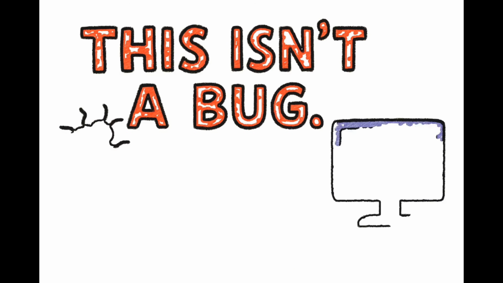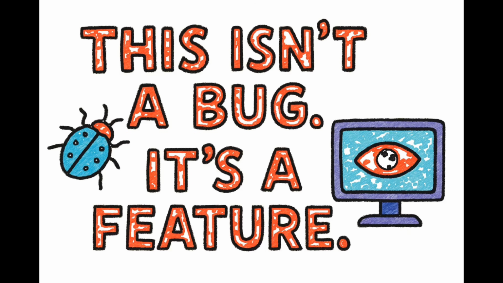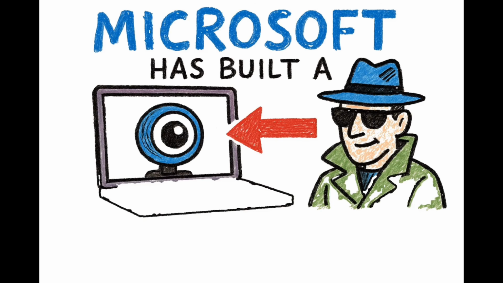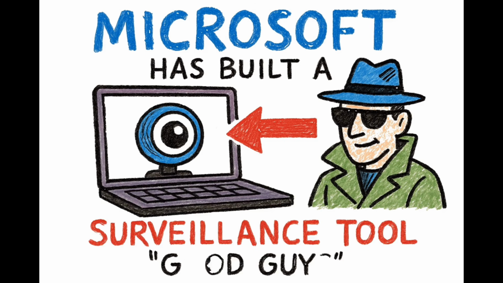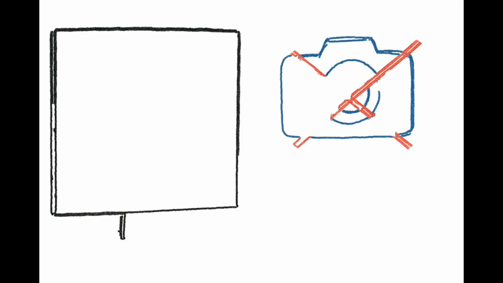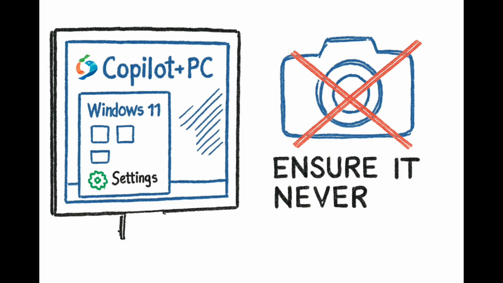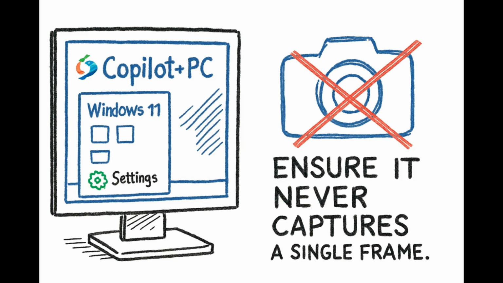This isn't a bug, it's how the feature is designed. Microsoft built a surveillance tool that can be controlled remotely, and they're trusting that only good guys will use that capability. If you're on a Copilot Plus PC, or if this feature rolls out to standard Windows 11 later, here's how to ensure it never captures a single frame.